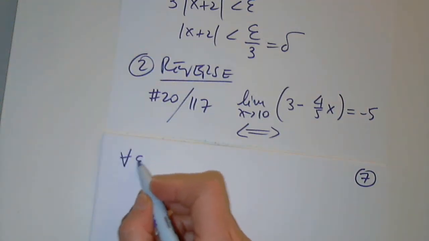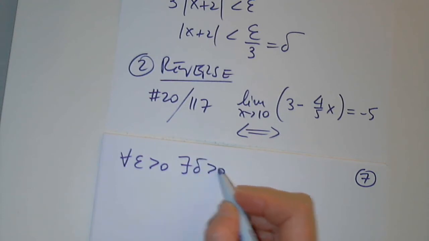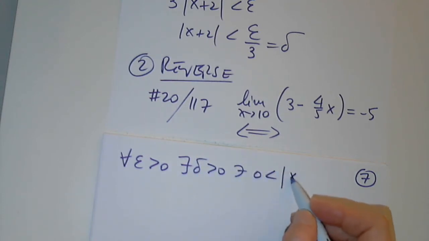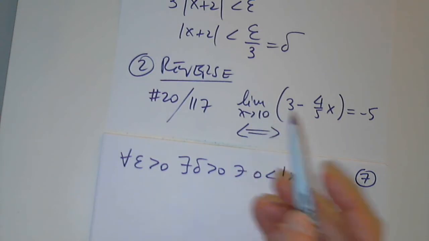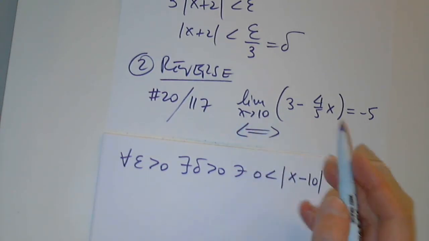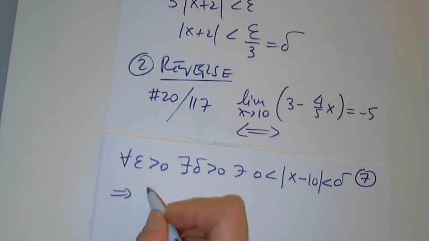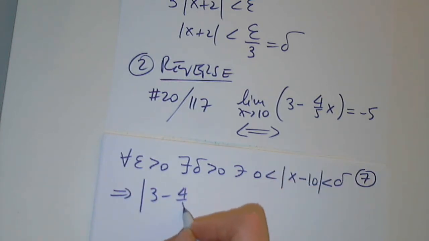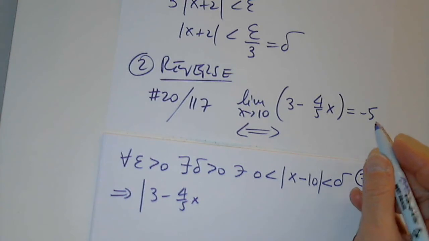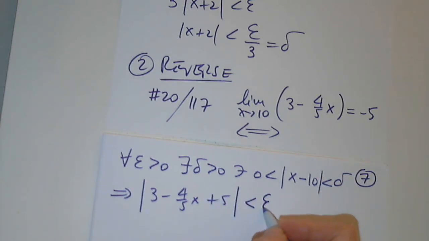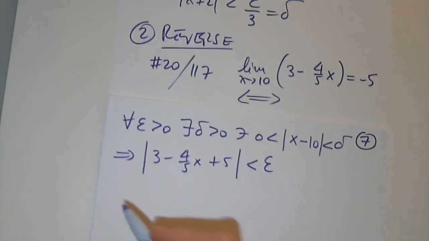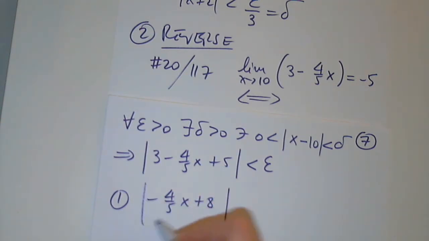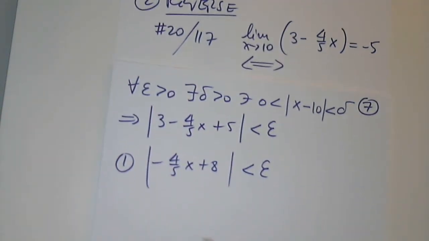So I write: for every epsilon greater than 0, there exists a delta greater than 0 such that 0 less than, remember, absolute value of x minus 10 less than delta, then the function minus the limit, f(x) minus 5, in absolute value is less than epsilon. So our first step, I have absolute value of negative 4/5 x plus 8 less than epsilon. Inside, I have the least common denominator.